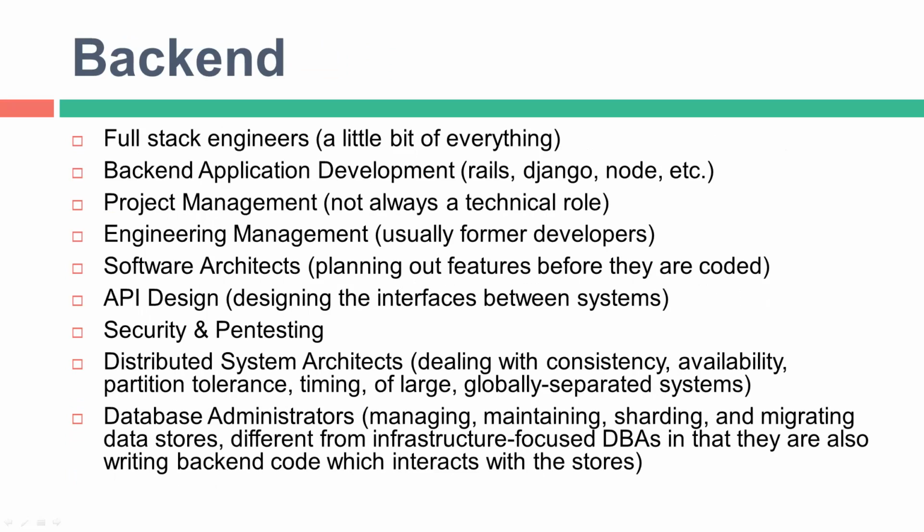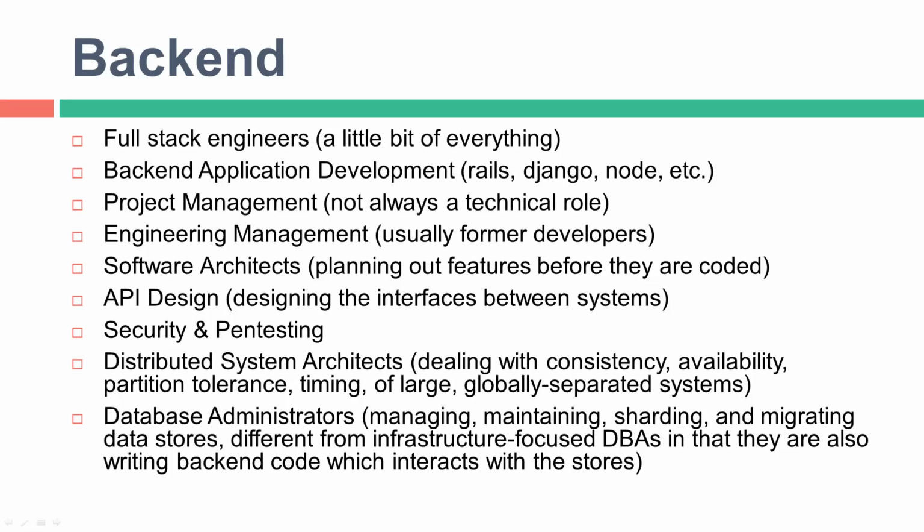Then there's backend. So there's quite a few positions here. There's full stack engineers who do a little bit of everything, backend application development, who use things such as Rails and Django, so Ruby and Rails, and then Python for Django, Node, etc. There's also project management, which isn't always a technical role, and then there's engineering management, where former developers usually get hired into a management position.